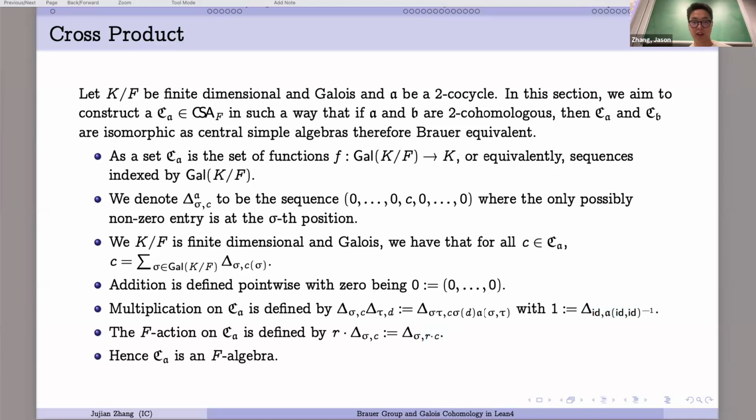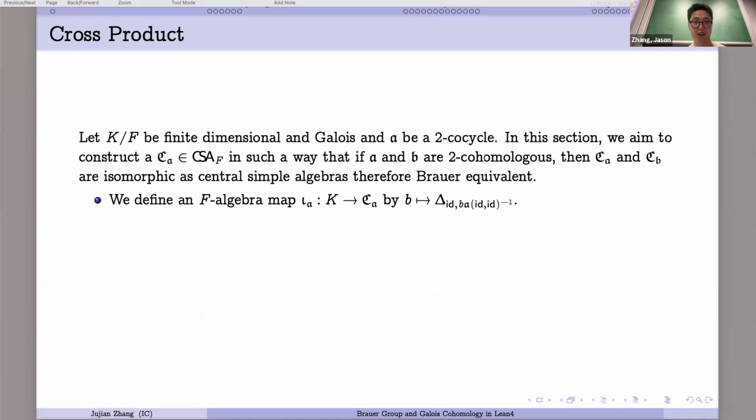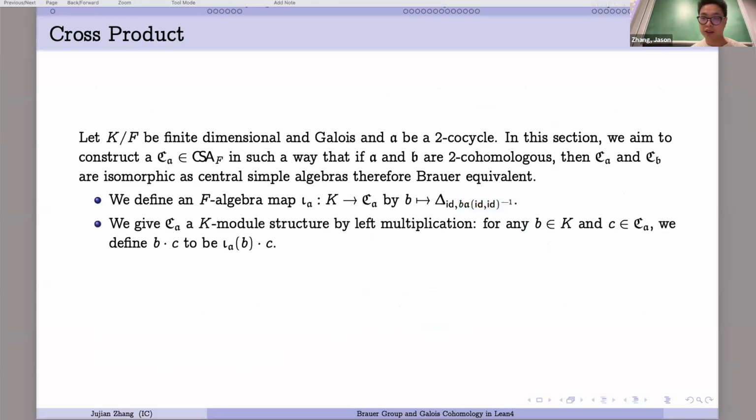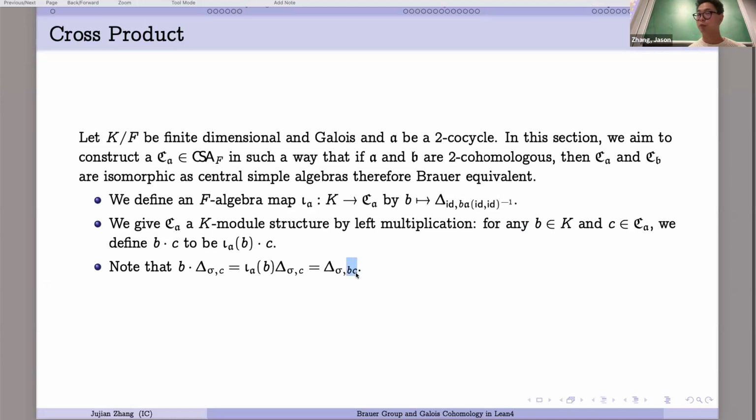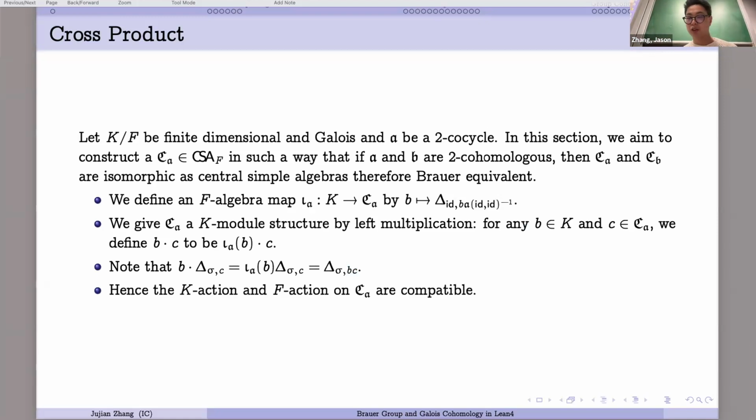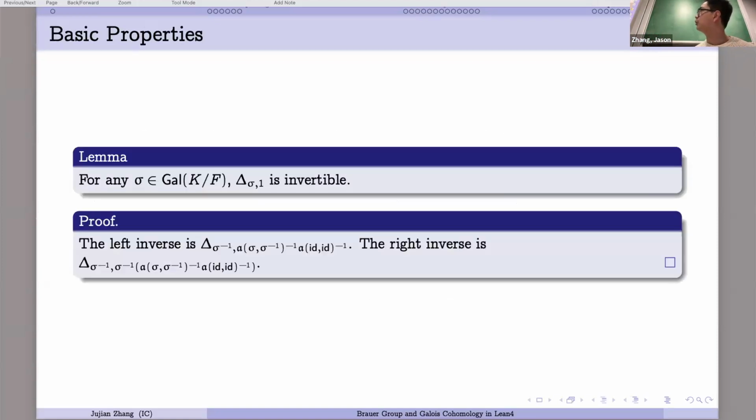And this, you can check that this is an F algebra. And we can define an F algebra map from K to the cross product by sending B to the non-zero one element sequence at the ID's position with this number. And we can give the cross product a K module structure again by multiplying on the left. Then to write it out, this is just saying B times B acting on the one element sequence is by multiplying on the number. So again, the K action and F actions are compatible.